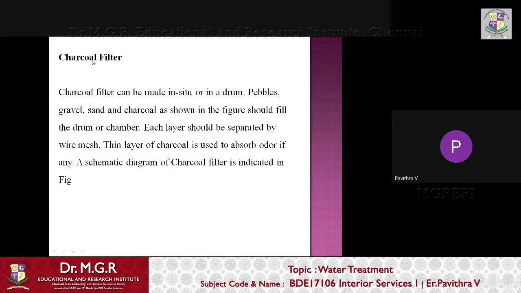Next is the charcoal filter. The charcoal filter can be made in situ or in a drum. The pebbles, gravel, sand and charcoal should fill the drum and the chamber. Each layer should be separated by a wire mesh. A thin layer of charcoal is used to absorb the odor, if any. So this is the charcoal filter.